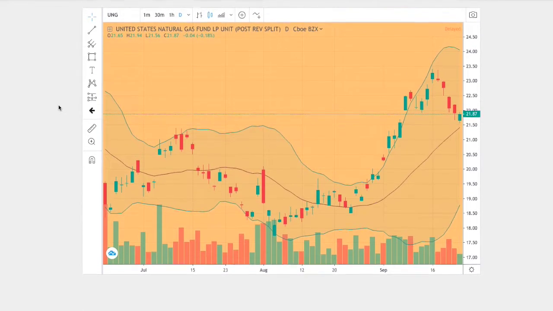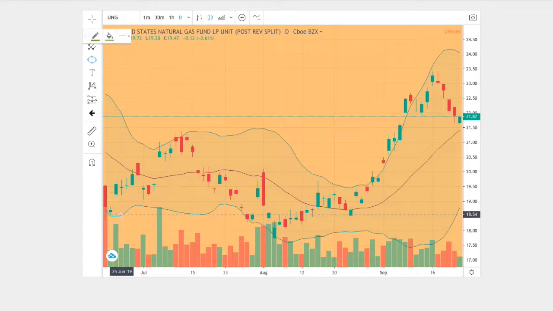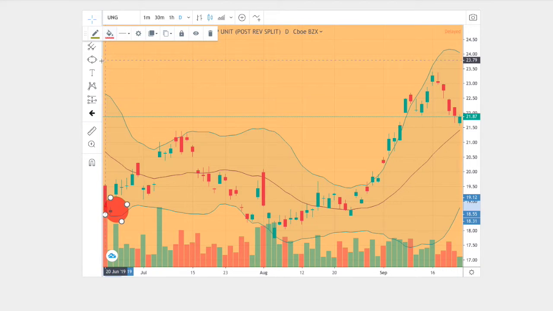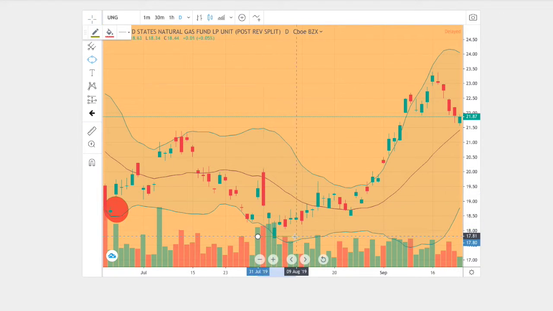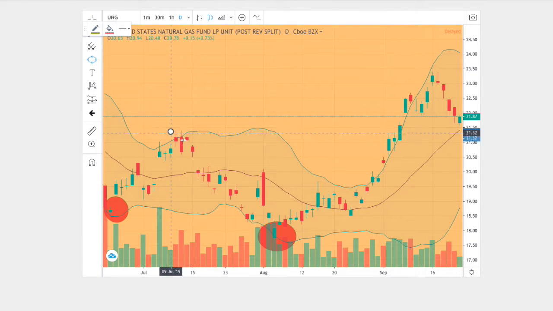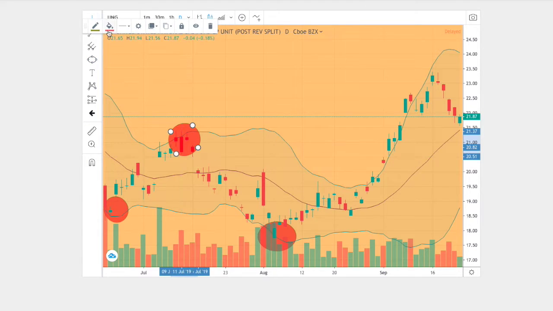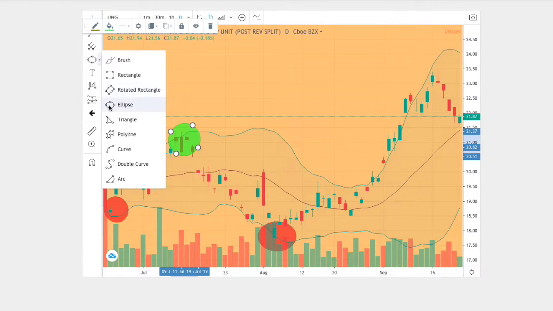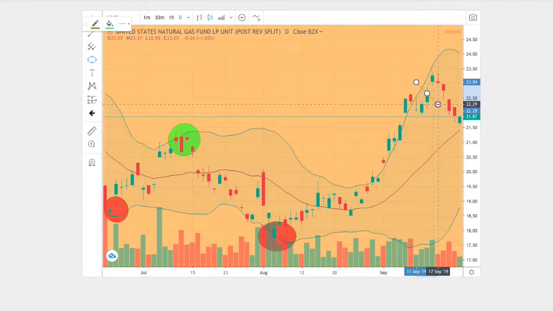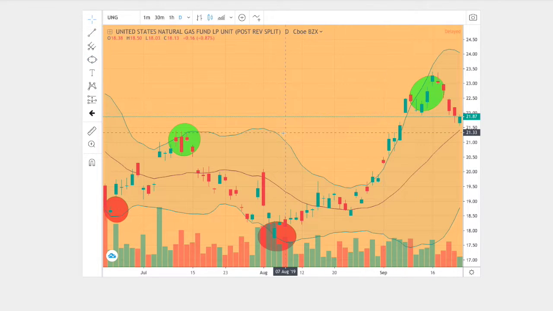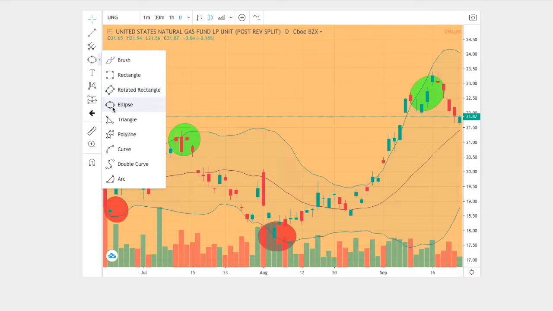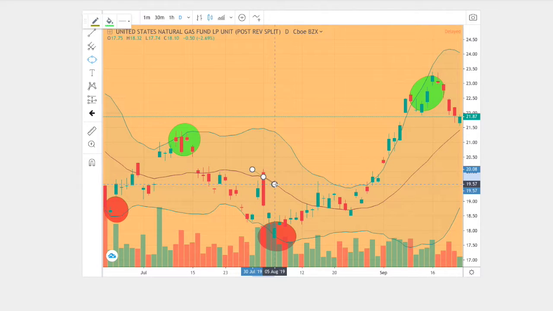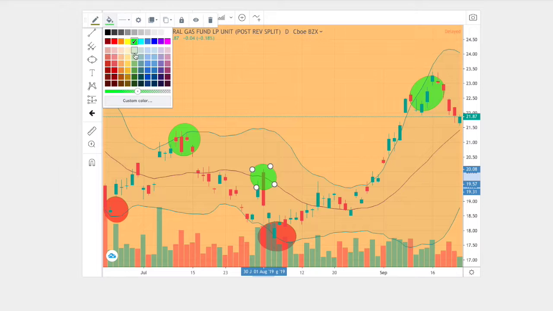Let me point out why these two charts are similar. What we have here in the beginning, we start off touching the bottom Bollinger Band. Let's mark all the instances where it touches the bottom Bollinger Band. And now let's mark all the instances where it touches the upper Bollinger Band. So we have one, and the last one is right towards the end. And let's mark where it reverted to the mean and touched the middle Bollinger Band. We have one right there in between the green and red circles.